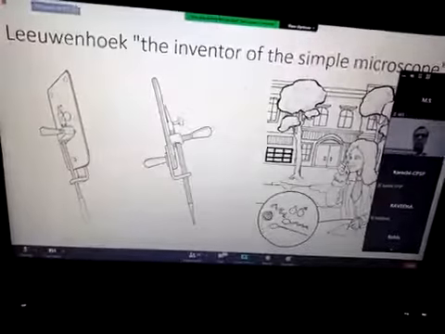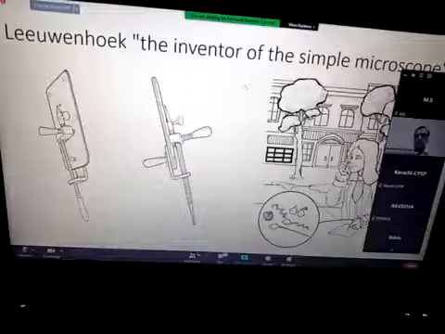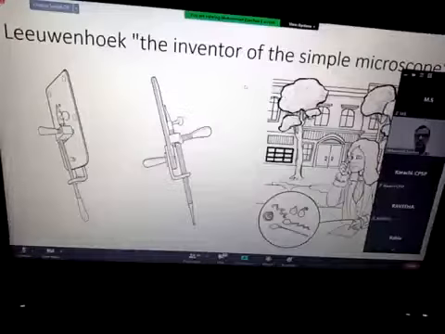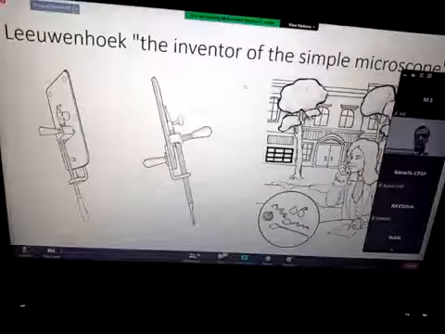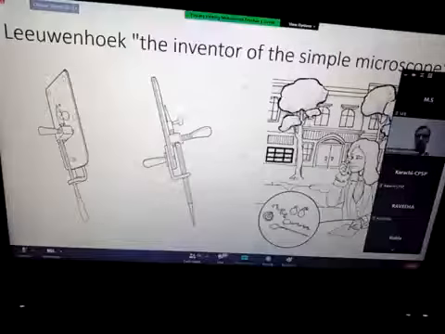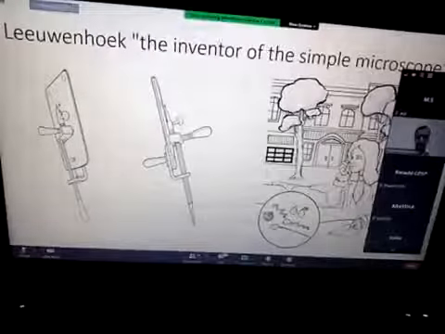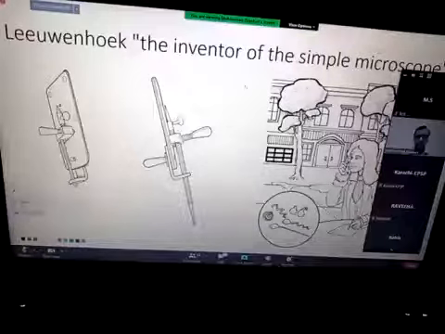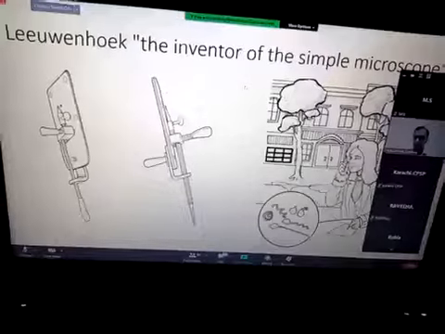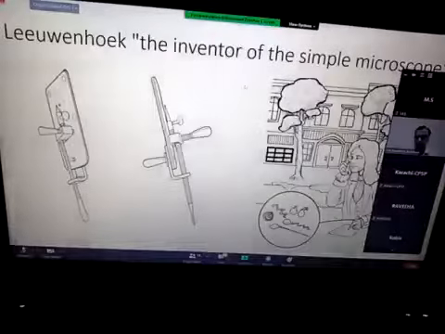Just a brief about how we started to see these tiny little creatures. A Dutch scientist named Leeuwenhoek was the first who invented the microscope, and this is the first structure here. This is the lens, and you can see how he is looking through the tiny microscope.